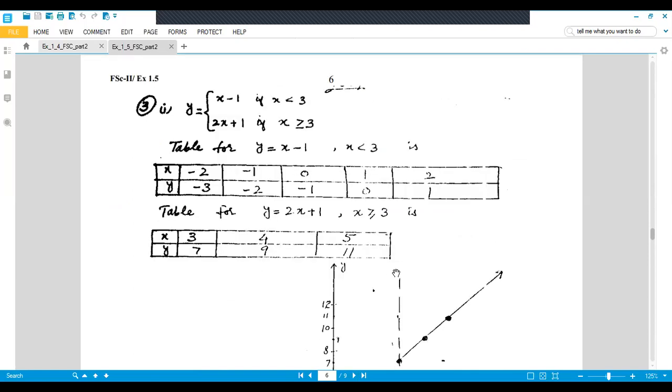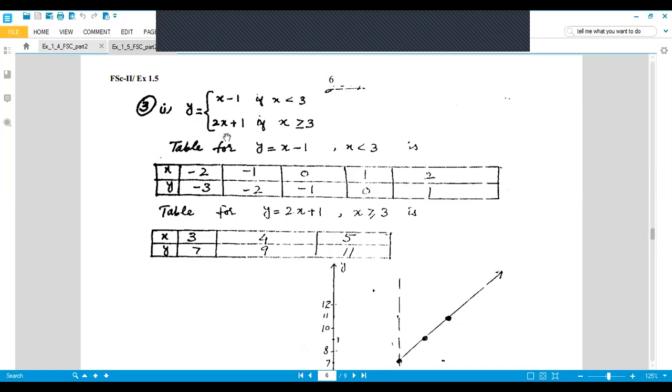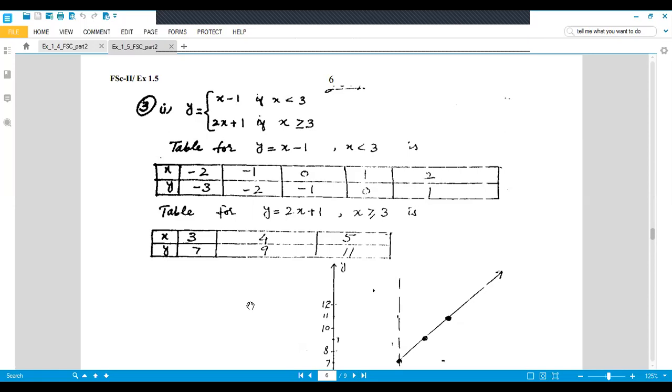Now come to question number 3. Question number 3 is: draw the graph of the function defined below and find whether they are continuous or discontinuous. That means you have to show the continuity; these two equations are given and the limits are also given. So you have to find whether the given graph is continuous or discontinuous. If they are lying on the same line with no break, it will be continuous. If there is some break, it will be discontinuous.